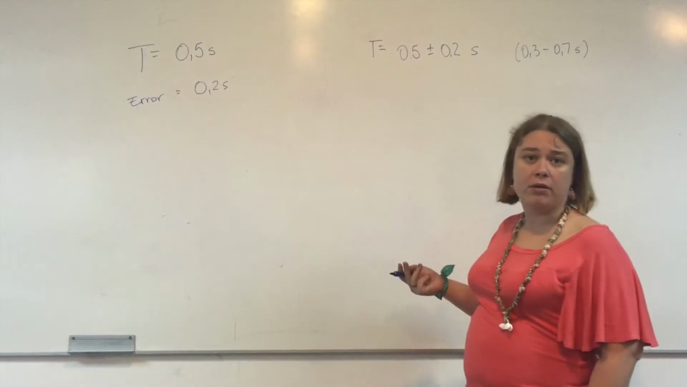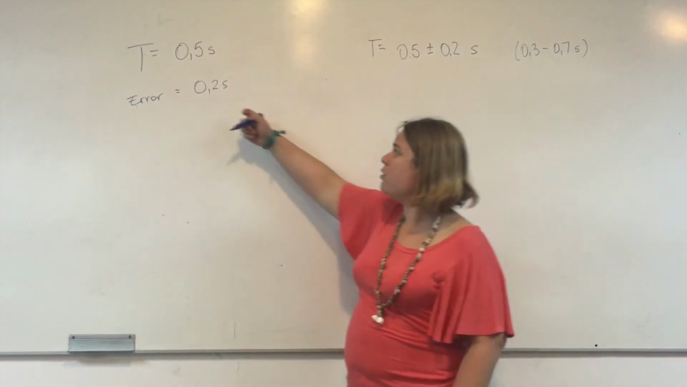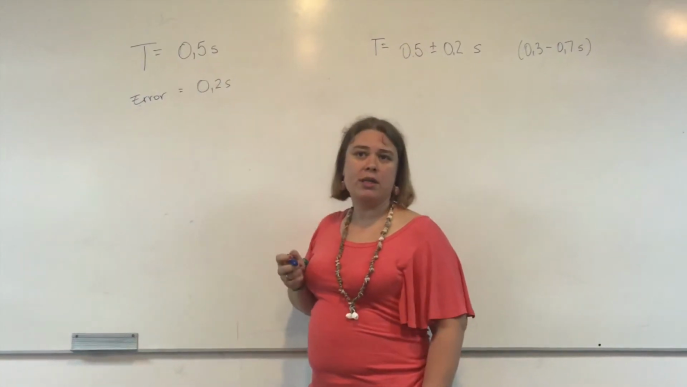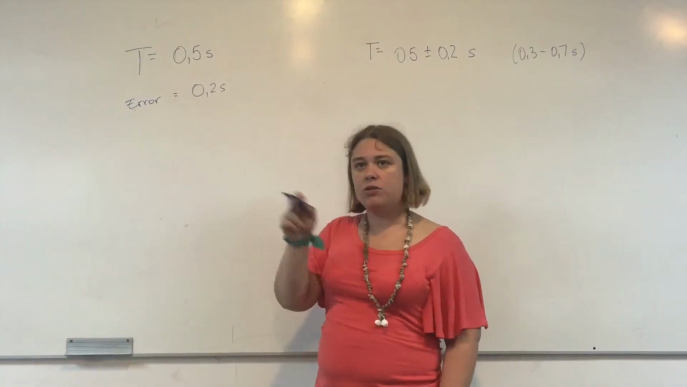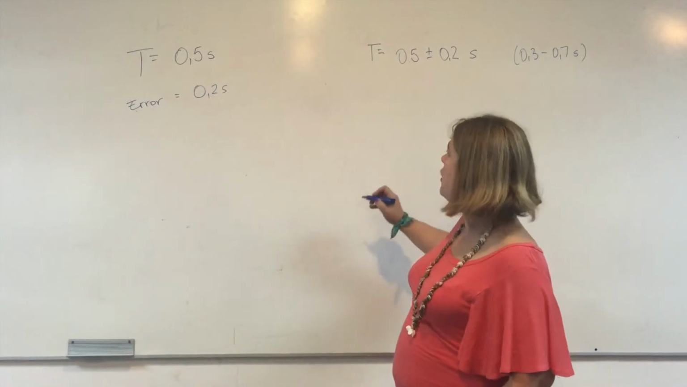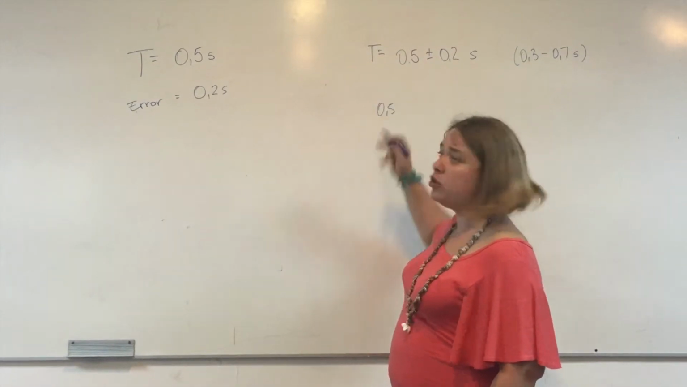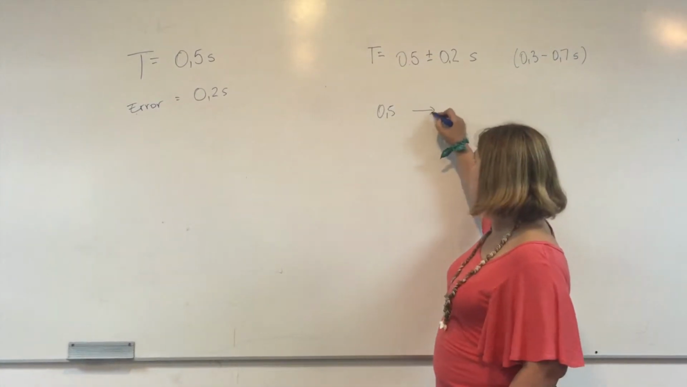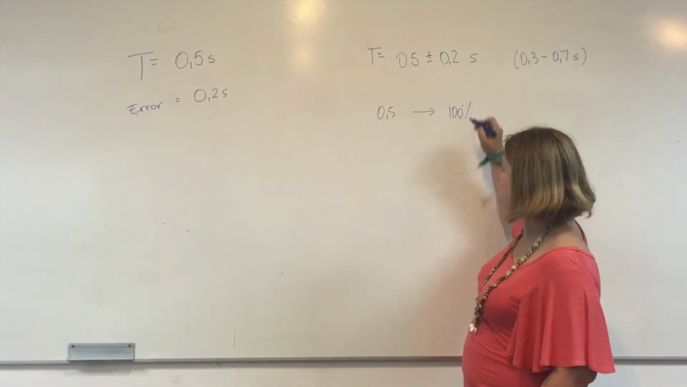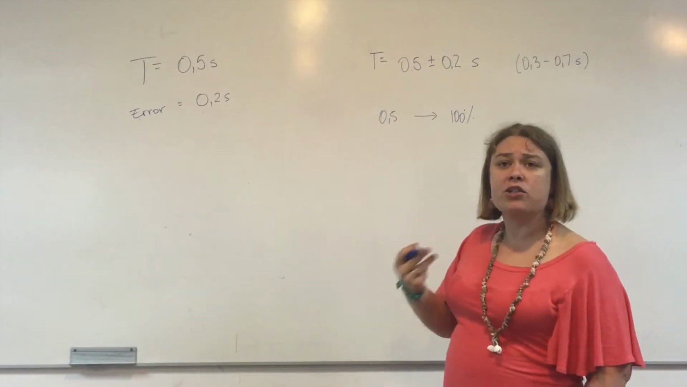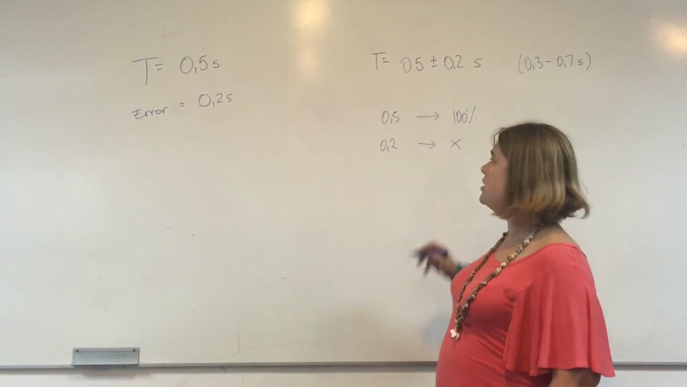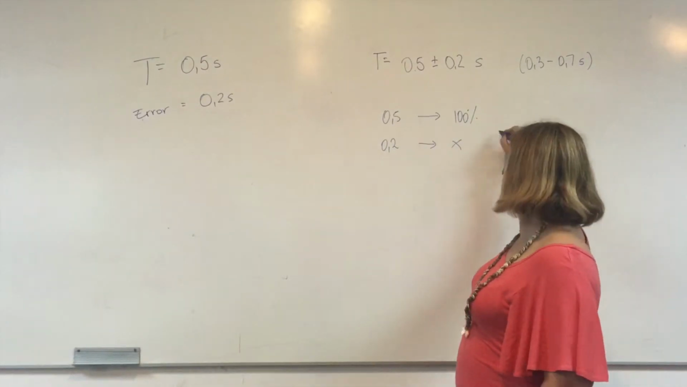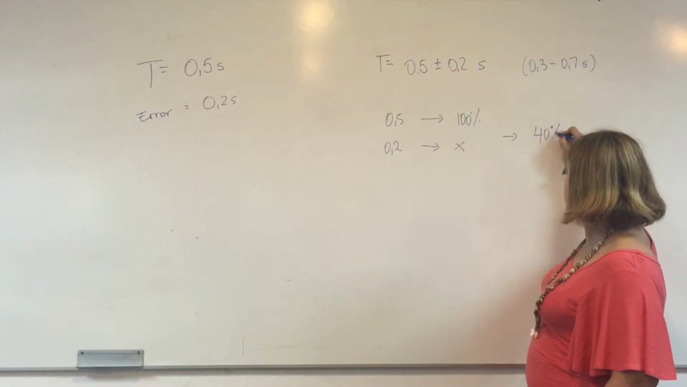But we also have something called our percentual error. In our percentual error, what we have to do is transform this value and see what percentage is our error. Now this is very simple to do. All we have to do is use the rule of 3, where we say the following. 0.5, which is our full measurement, corresponds to 100%. And then we ask our uncertainty, which is 0.2, what percentage is that? This will give us a percentage of 40%.